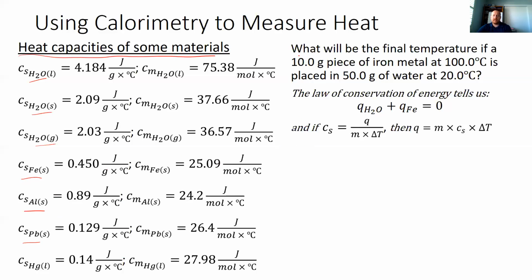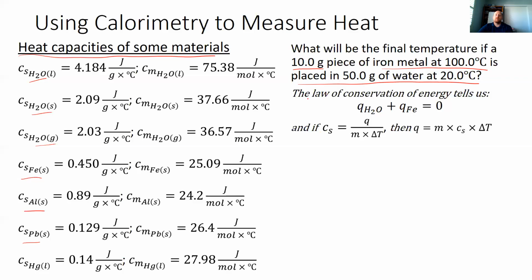So let's get into our example problem. This data we may be using as we proceed through this example. So this example says, what will be the final temperature if a 10-gram piece of iron metal at 100 degrees is placed in 50 grams of water that's initially at 20 degrees Celsius?